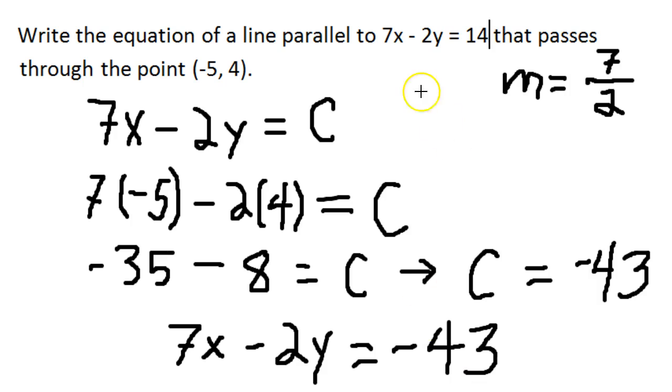So again, the idea here was that when lines are parallel, if they're written in standard form, the left sides of the equations will be identical to one another. Then to figure out what the right side of the equation will be, we just replace the x and y with the coordinates of the given point, do the arithmetic, and figure out what that number has to be. From there, we go back and replace that letter c with the number that we find, and that gives us the equation of the line that's parallel through the given point.